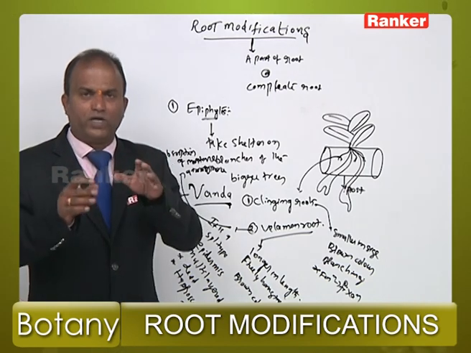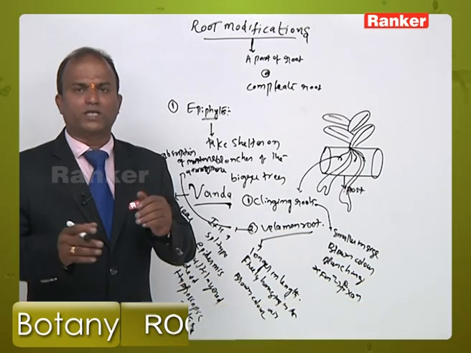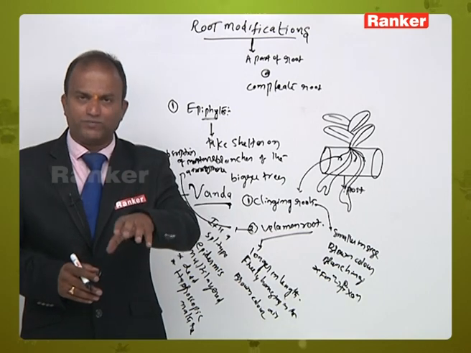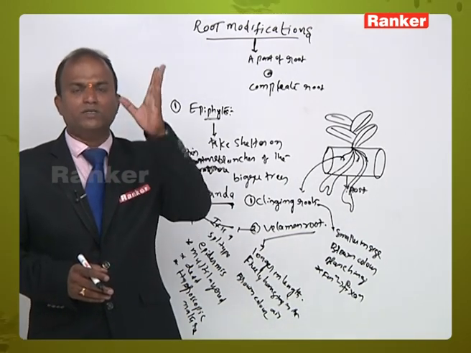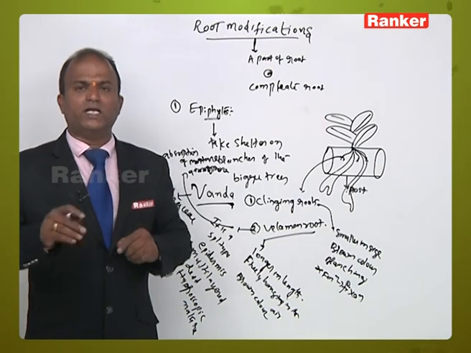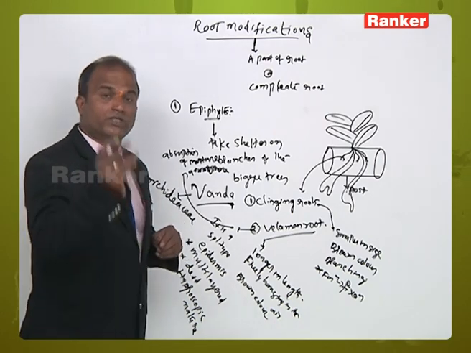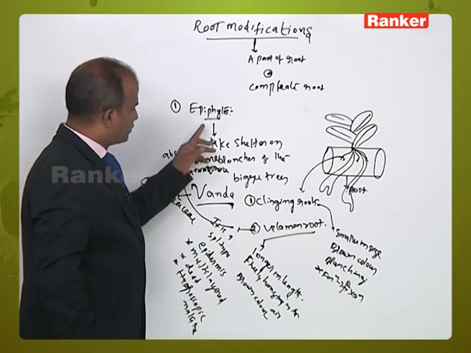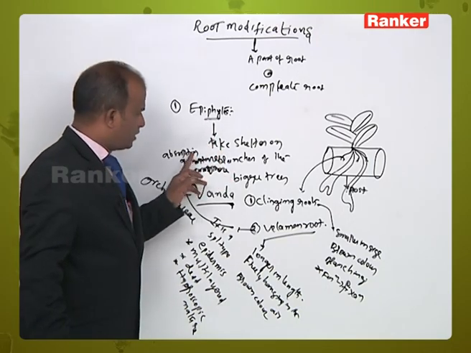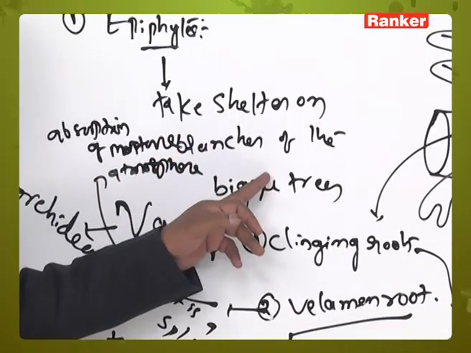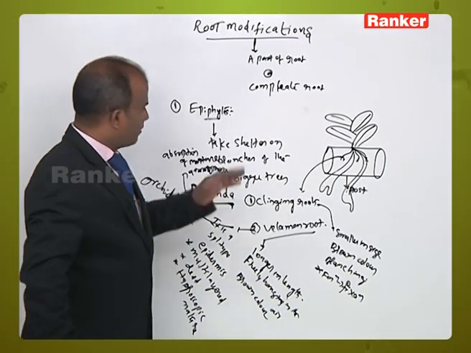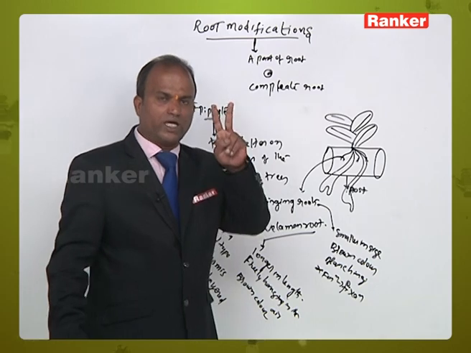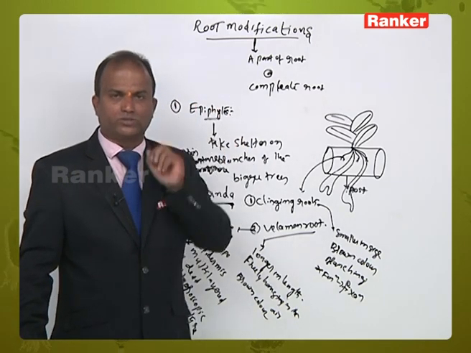That evergreen forest is totally occupied by taller plants. If these plants grow on the soil, they do not receive a sufficient amount of sunlight, due to which one day or another they will die. In order to overcome this, these epiphytes take shelter on the branches of the bigger trees. Morphologically, they show two types of roots.